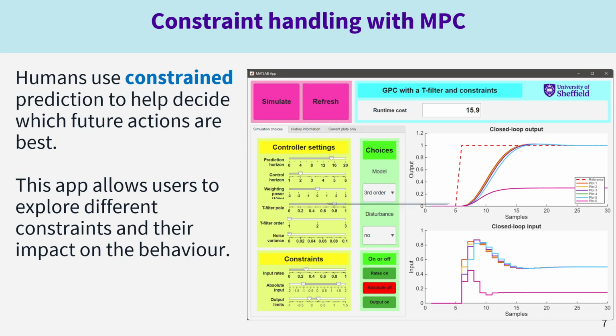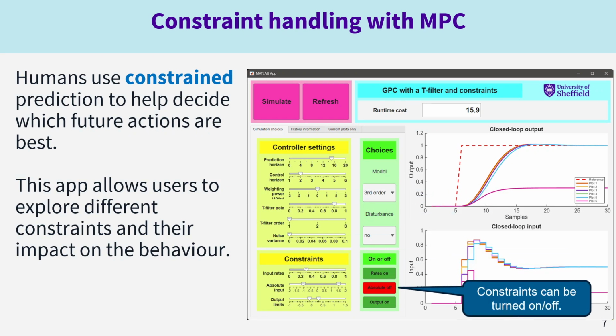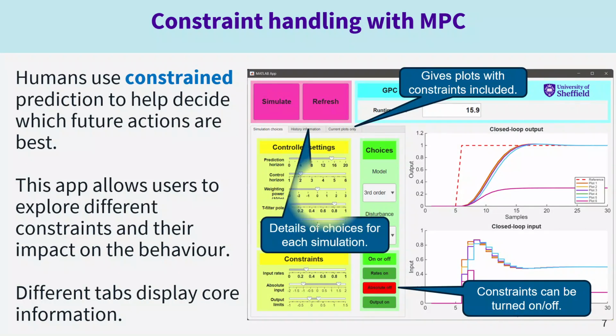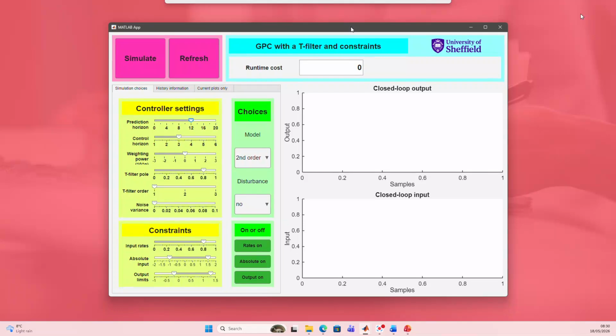Let's look at the app, which has been designed to help you explore how constraints affect the behaviour of predictive control. You'll notice you can turn the constraints on and off with the buttons. There are different tabs to look at different information. And basically, it's probably easier to show all of this with a live demonstration. So let's bring the system in here.